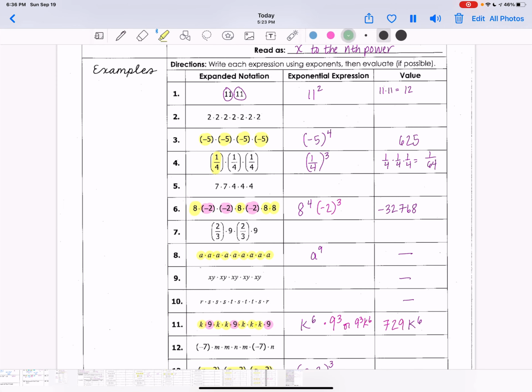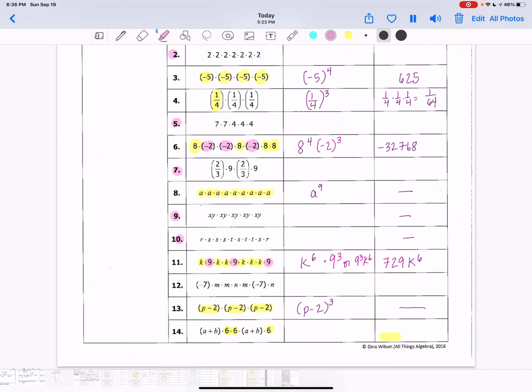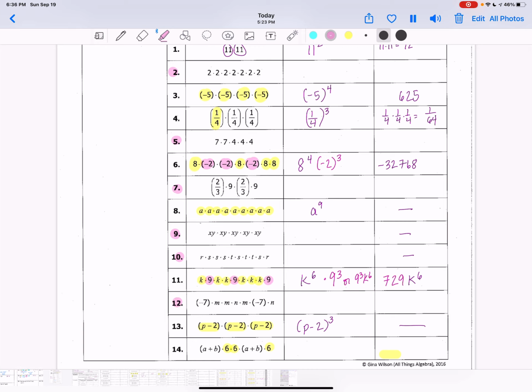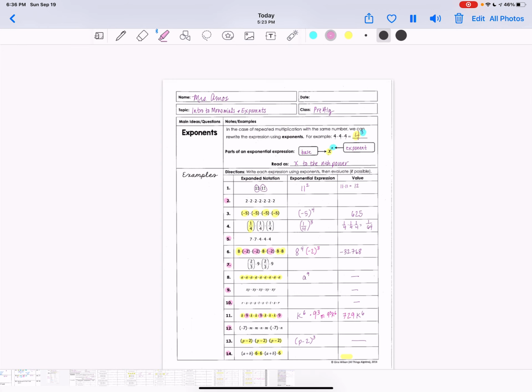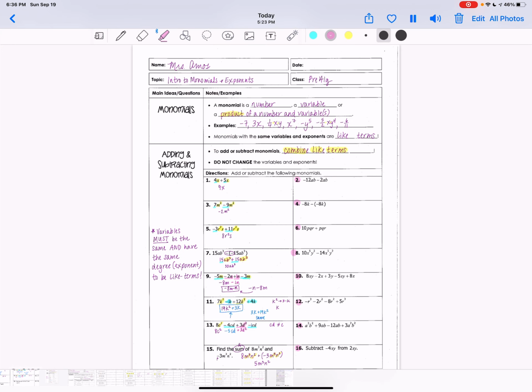All right, so make sure you're paying attention to your base and to your exponents, and you're going to complete all the highlighted ones. And then remember, if you have any questions, make sure you're checking your answers and asking for help if you get stuck. Get as far as you can. And then that's your exponents, and then that's your monomials.